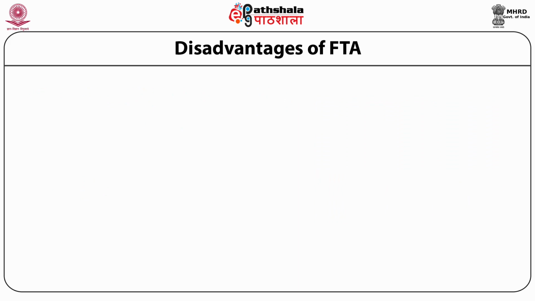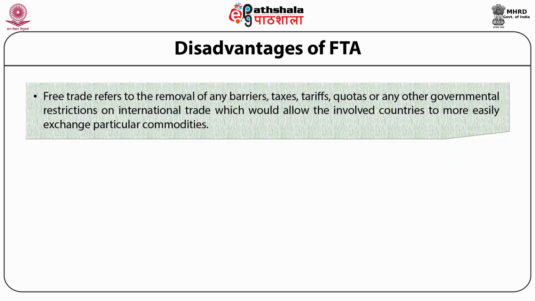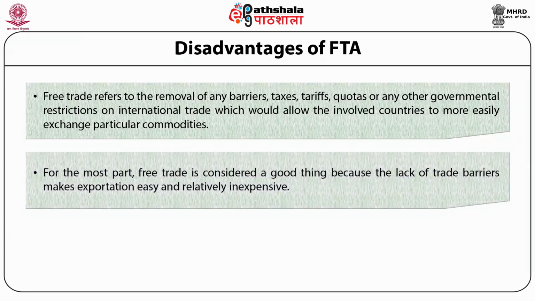Disadvantages of FTA. Free trade refers to the removal of any barriers, taxes, tariffs, quotas, or any other governmental restrictions on international trade, which would allow the involved countries to more easily exchange particular commodities. For the most part, free trade is considered a good thing because the lack of trade barriers makes exportation easy and relatively inexpensive. In this way, a country can focus its resources more efficiently and achieve a higher real income.